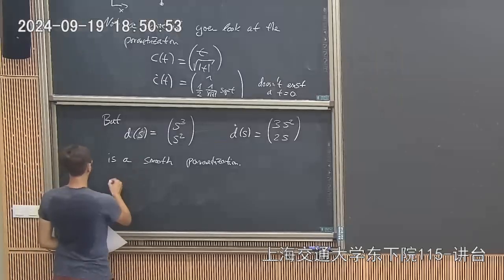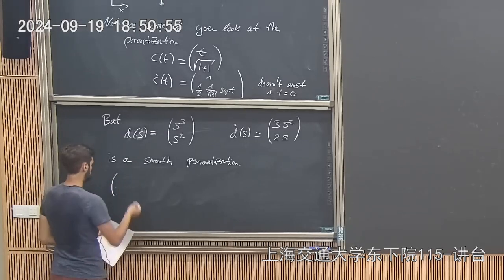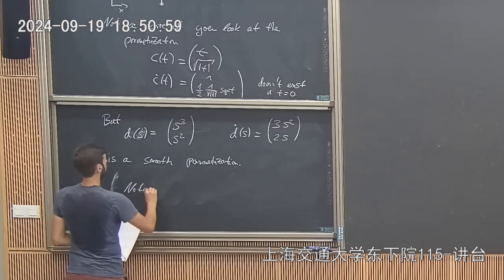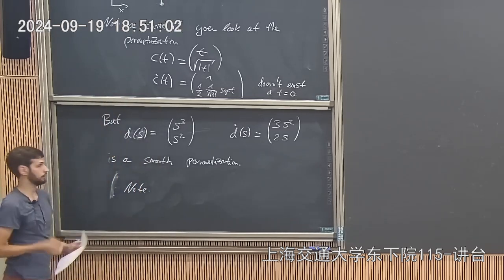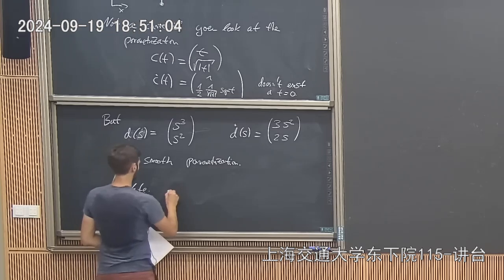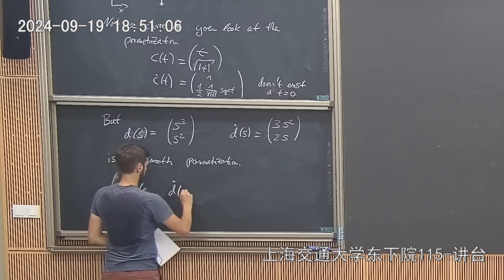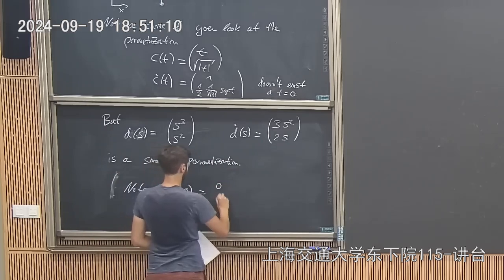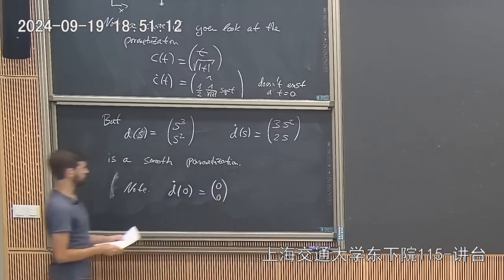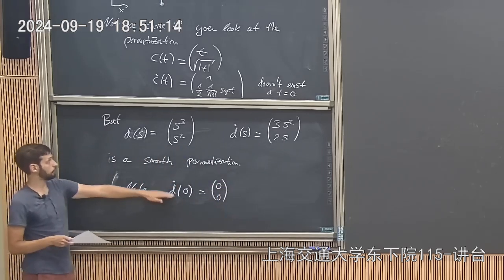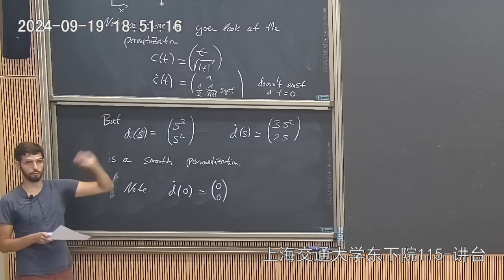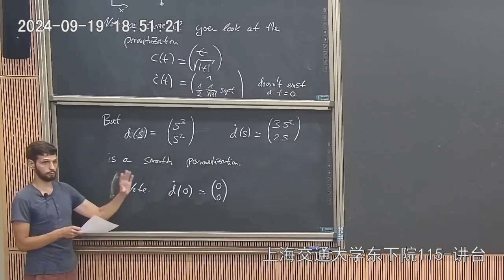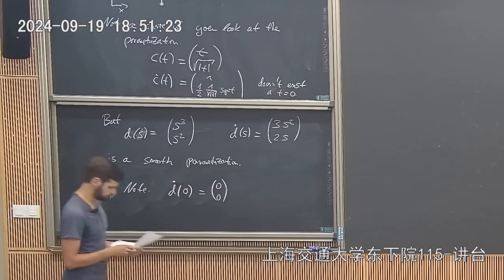But maybe something important to note here is that this point where you have a cusp is still special. Namely, you have c'(0), and if you plug this in, you have 0. So in this sense, there is still a very special point, namely this cusp point where the derivative vanishes. So this will be quite important.